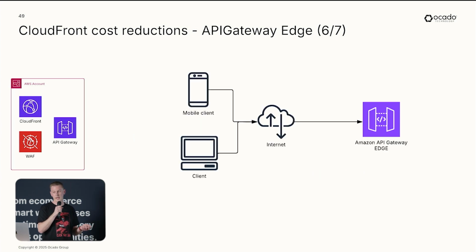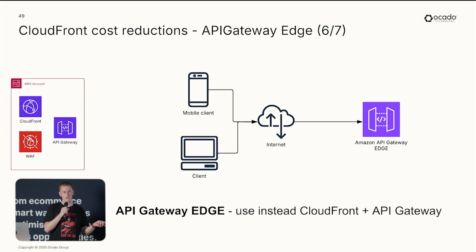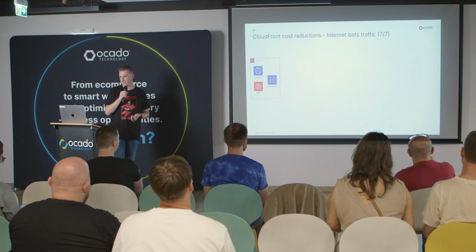Well, AWS introduced the API Gateway Edge type of endpoint, which includes CloudFront underneath. So you don't need to provide an additional CloudFront distribution in front of the API Gateway anymore. And by that, you are reducing the amount of money you spend on the request count. So it's a nice one, and it can save you money instantly without sacrificing anything.